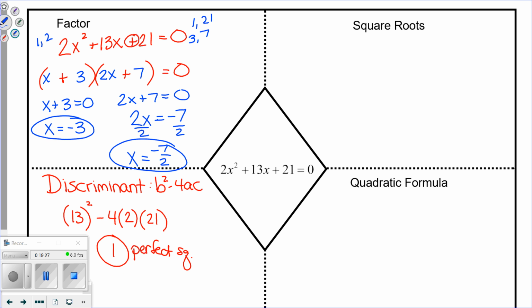Doesn't exist, so knock yourself out. All right, square root method. Why not? It's got to be x. Can't use that.